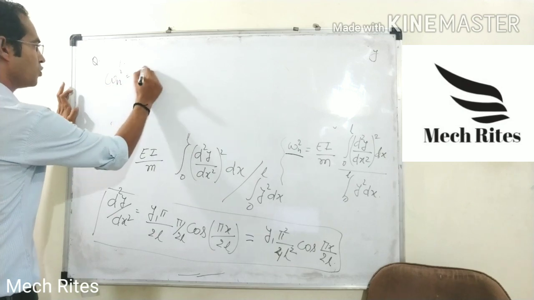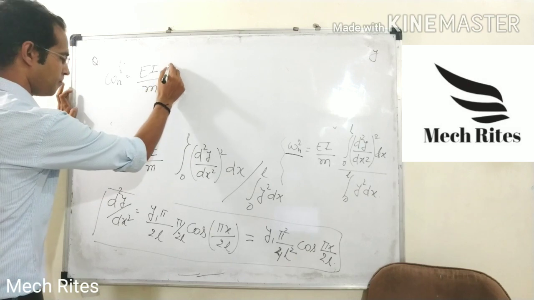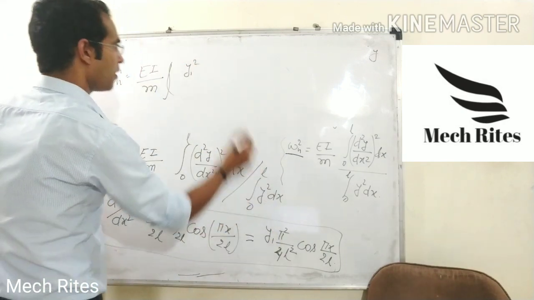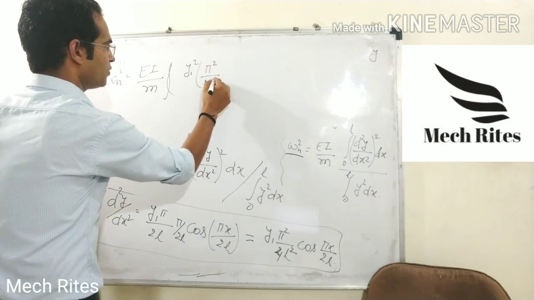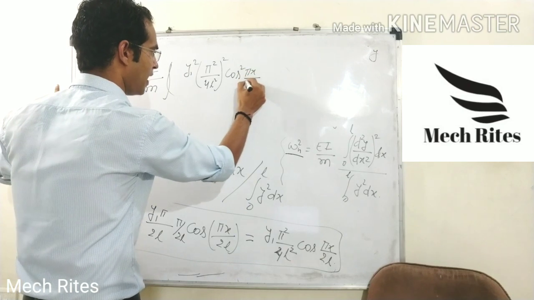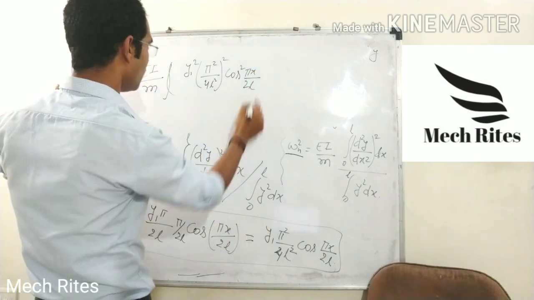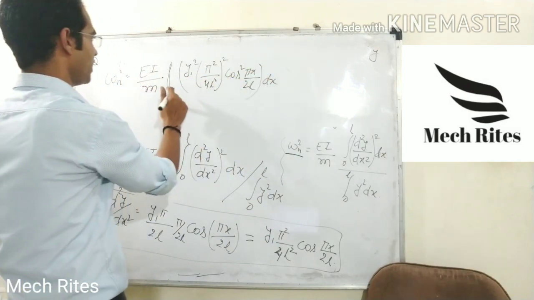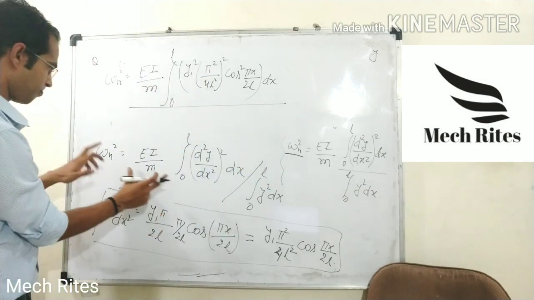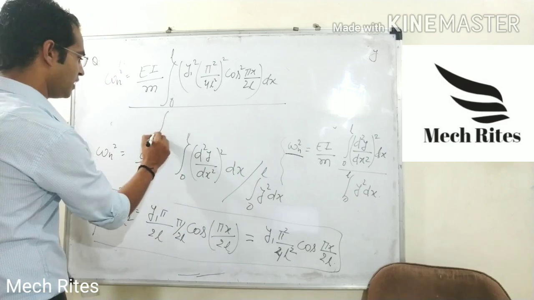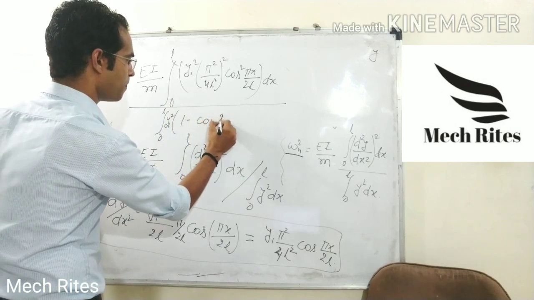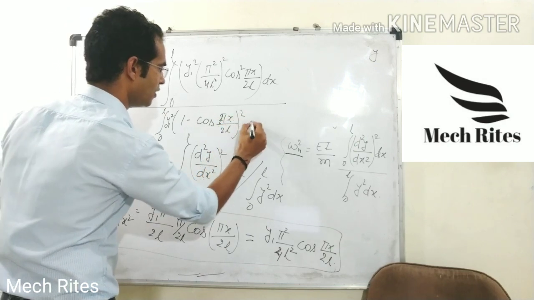Omega n square equal to EI by m, integration of y1 square (pi square by 4L square) whole square cos square(pi x by 12), and the whole will be integrated with respect to dx, with the limit of integration 0 to L, divided by integration from 0 to L of y square dx, where y equals y1 square (1 minus cos(pi x by 12)) whole square dx.